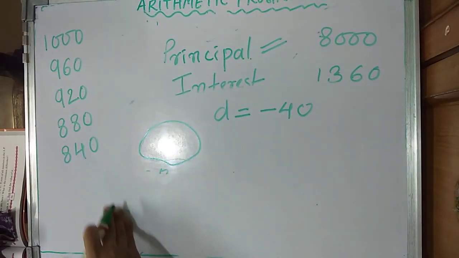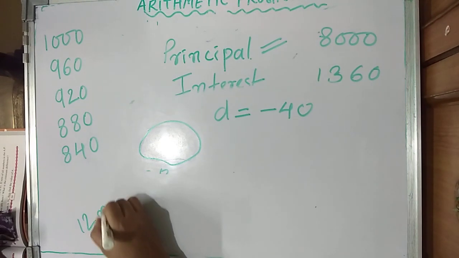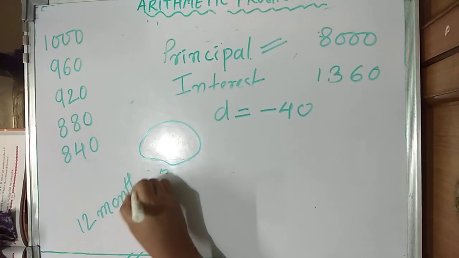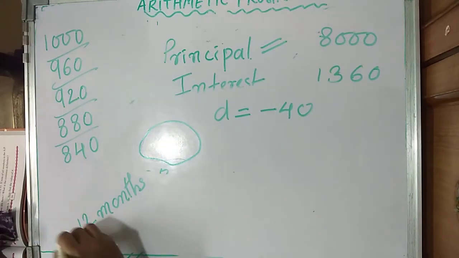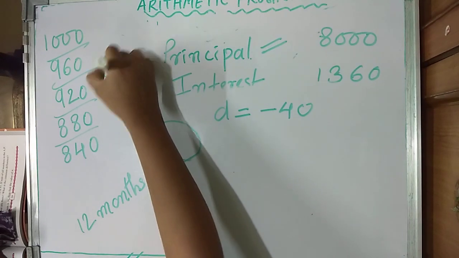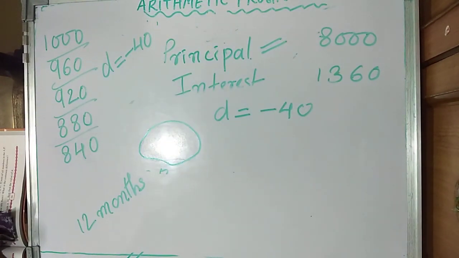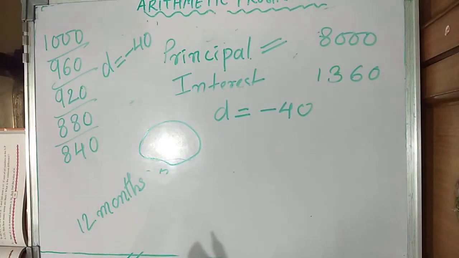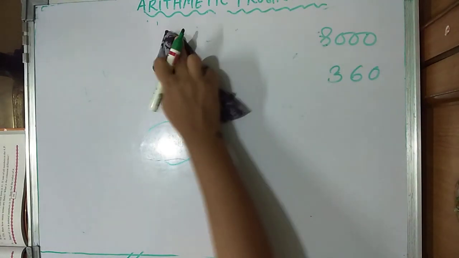This is an example, children. He is going to do this for 12 months. That means how many terms are there in total? 12 terms. And every time it is minus 40, so the difference is minus 40. Let's start with the sum now. Let's write down the given things over here.